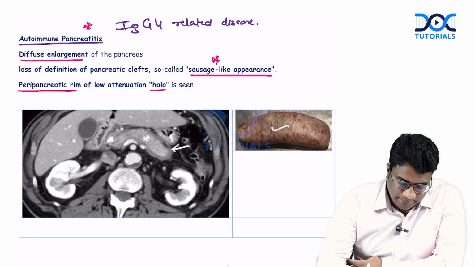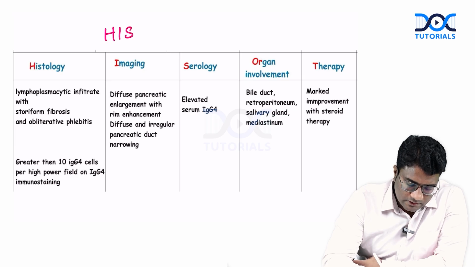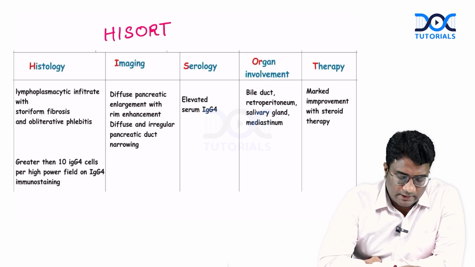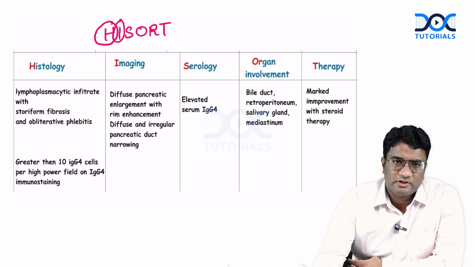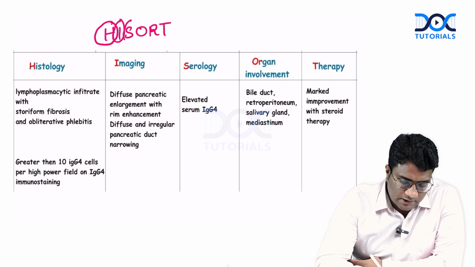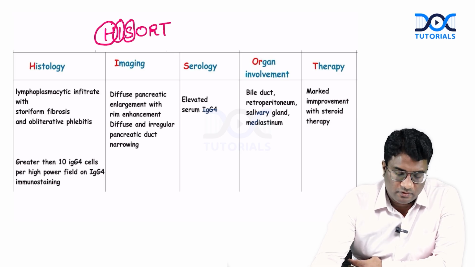And we have a criteria for this. This is called as HISORt criteria. You can remember it as HISORt criteria. Now, what is this HISORt criteria? There is histology that shows lymphoplasmacytes. There is imaging that shows the sausage-shaped pancreas, diffusely enlarged with a rim around it. The serology shows you presence of elevated IgG4.